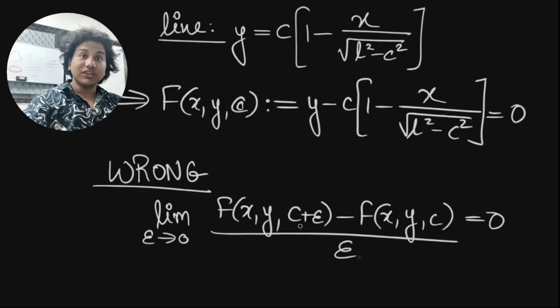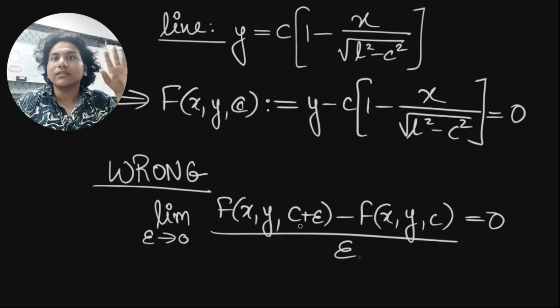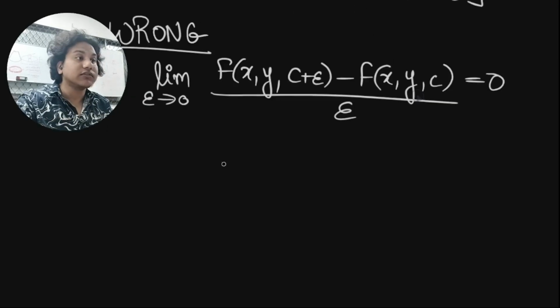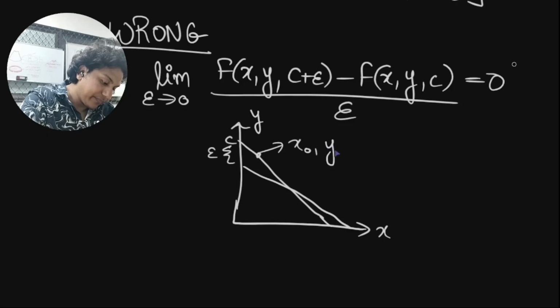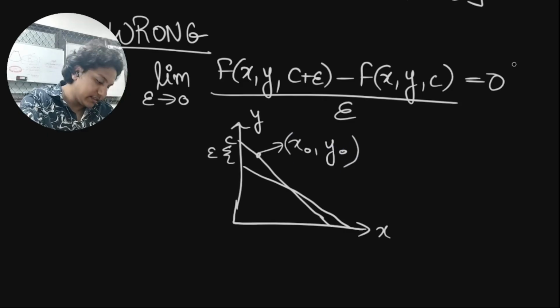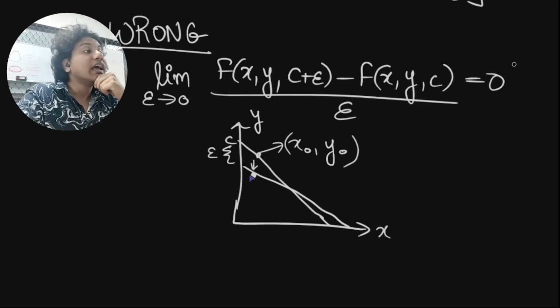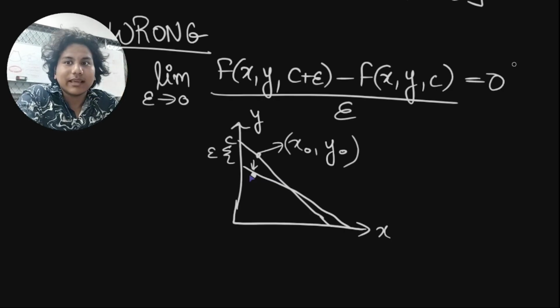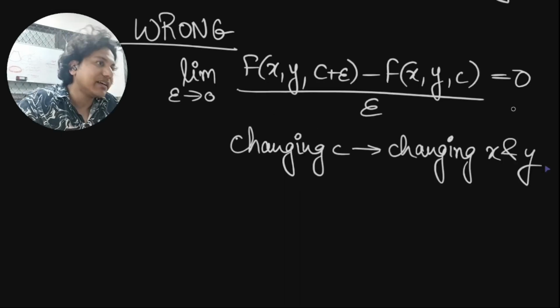I made a wrong assumption here that x and y are stationary. So if x and y do not change, this statement holds true. But I forgot that x and y are also a function of c. We can see this visually. Now, if I map a point (x0, y0), if I make a variation in c, this point also transforms along the way. And this is something that I did not model. Hence, x and y being the same is not true. So that is where this goes wrong. So changing c means changing x and y.